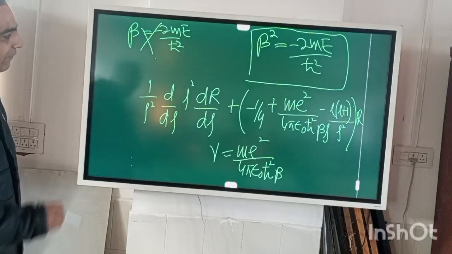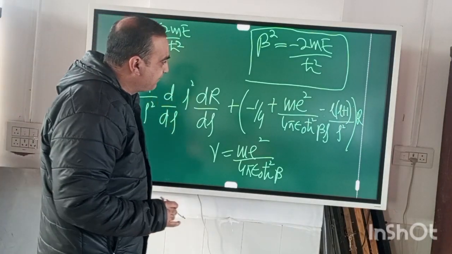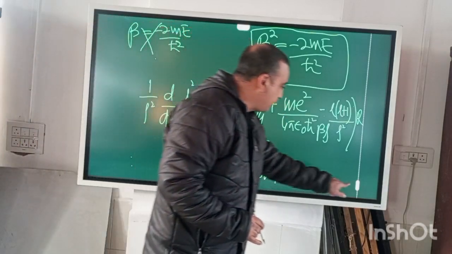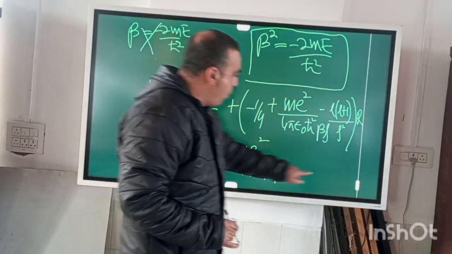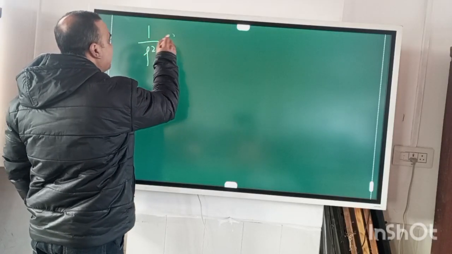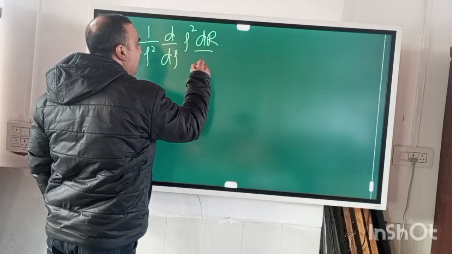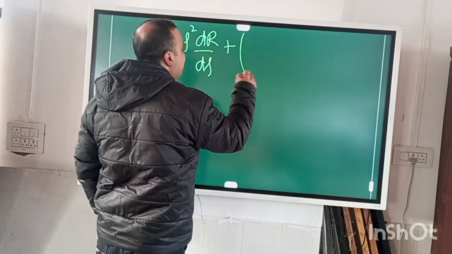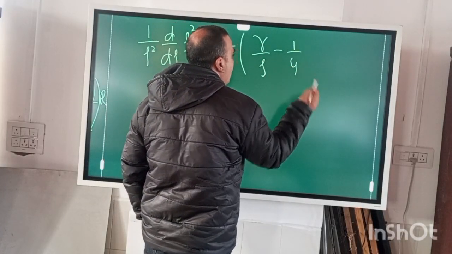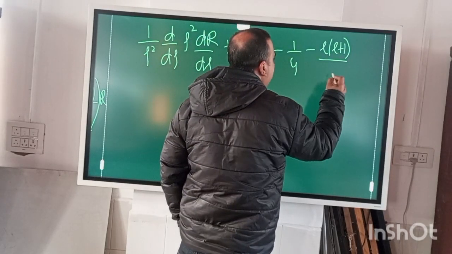So I think we are on track right now, and let us hope that it goes well from here. So instead of this thing, I'm going to use gamma, and I would like to write down this equation again. Okay? So let me go again and write down my formal equation. It is 1 by rho square d by d rho of rho square dr by d rho, then plus gamma by rho, then minus 1 by 4, then minus L times L plus 1 divided by rho.